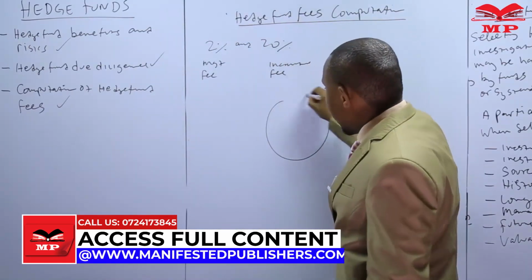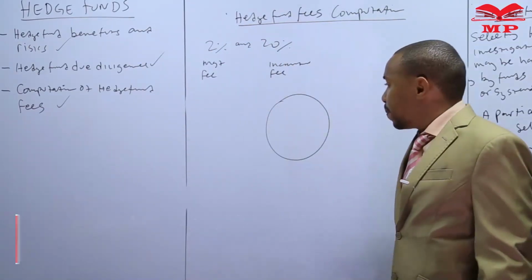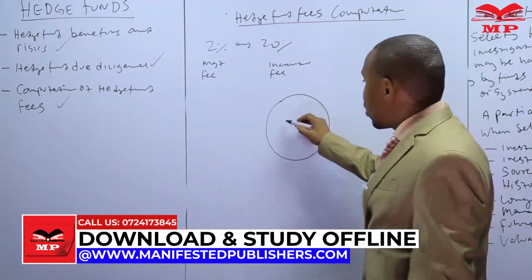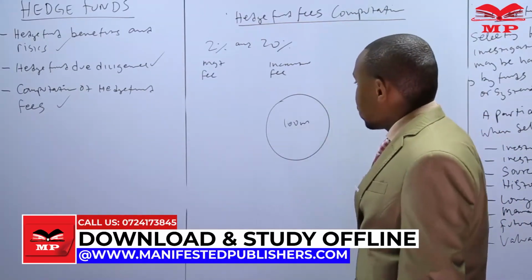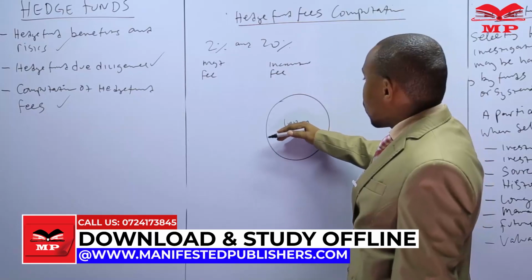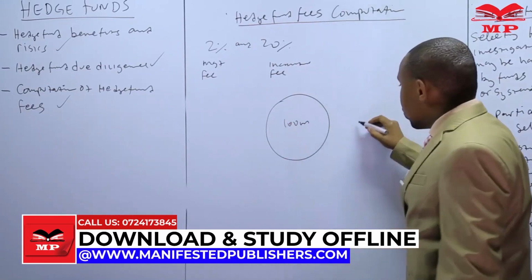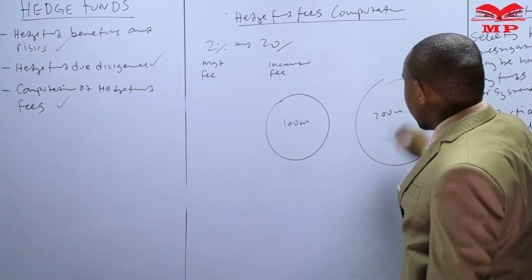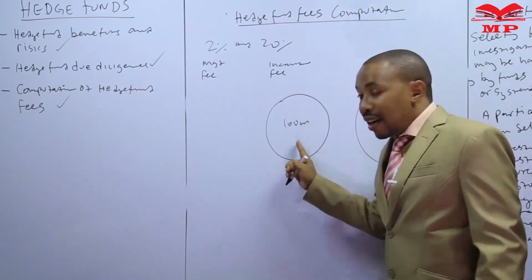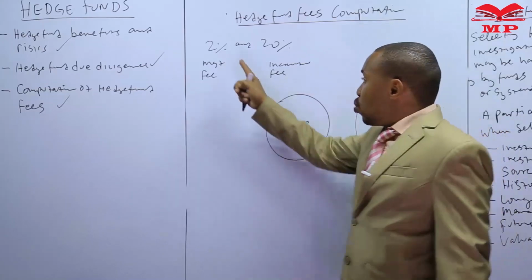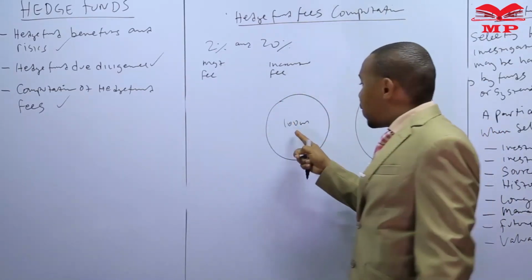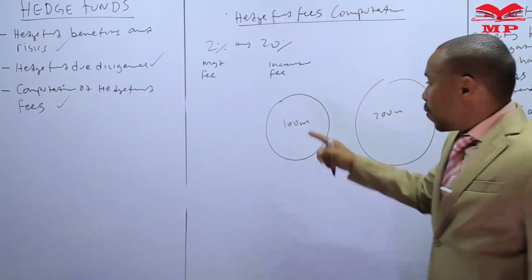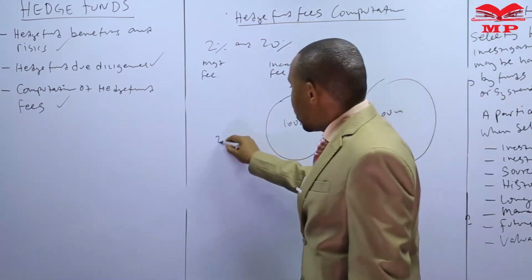What are we saying? This is the value of the hedge fund. We're saying the value of the hedge fund is 100 million. If the fund grows from 100 million to maybe say 200 million, at the beginning there is going to be 2% of this value that will be charged. 2% of 100 million, I'm assuming, is going to be 2 million.